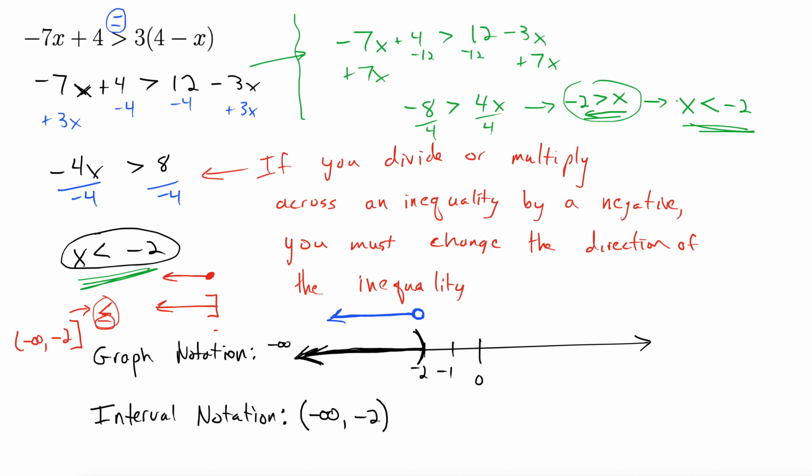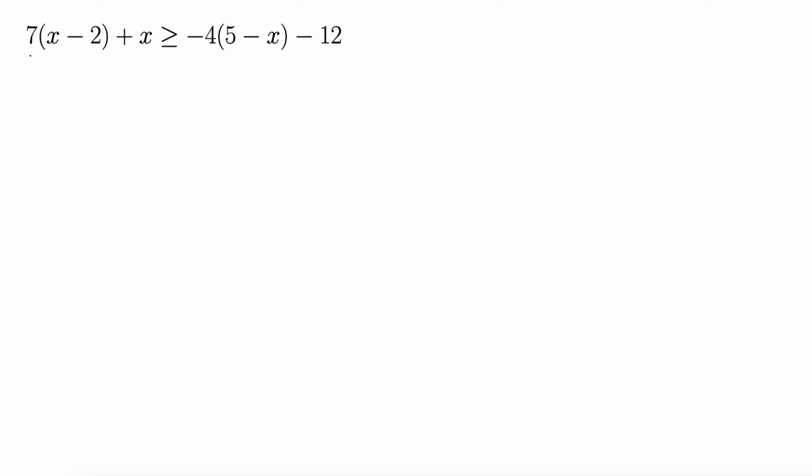Let's try another one. Okay, for this one we have 7 times the quantity x minus 2 plus x is greater than or equal to -4 times the quantity 5 minus x minus 12. So let's talk about this. Let's treat this again as solving for x. So I'm going to treat this inequality like it was an equal sign, and then just be a little bit careful because it is an inequality. But let's just move forward.